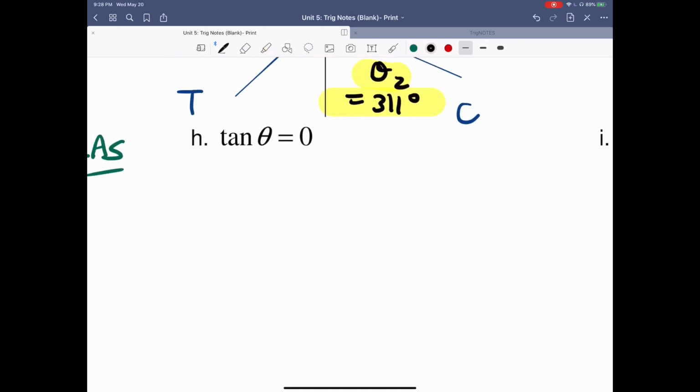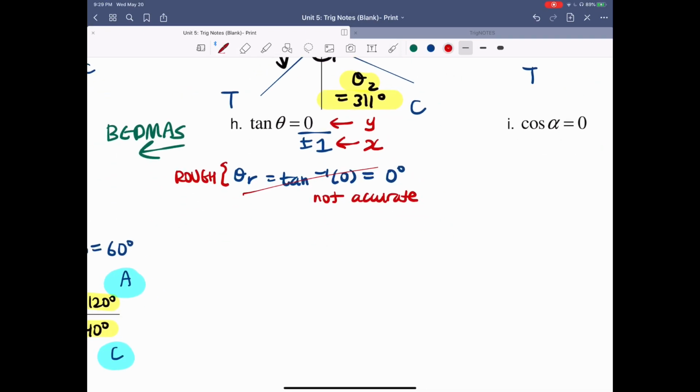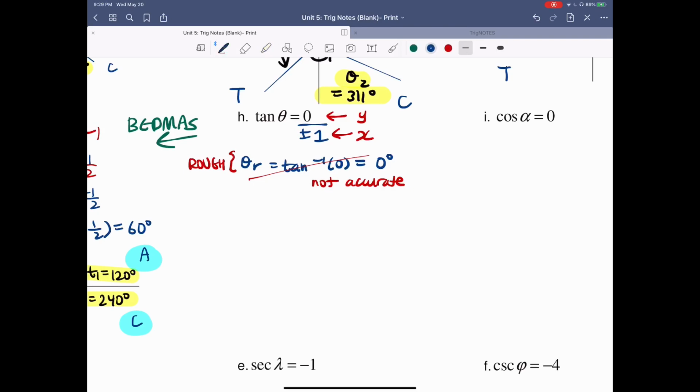For H, tan theta is equal to 0, this automatically has a denominator of actually plus or minus 1 because it could be any number, right? 0 divided by any number still equals 0. So breaking that down, remember tan theta is equal to y over x. So that's my y, that's my x. I'm going to do my rough work where I try to find my related acute angle. And so I'm doing tan inverse of 0, and that is equal to 0 degrees. So that's not really accurate enough, and so let's try to break down my 0 and plus minus 1 and see what that looks like on the graph.